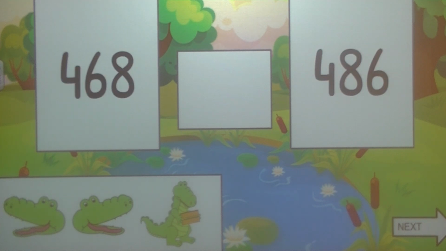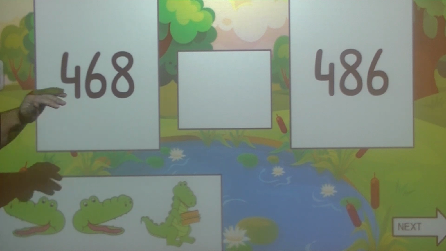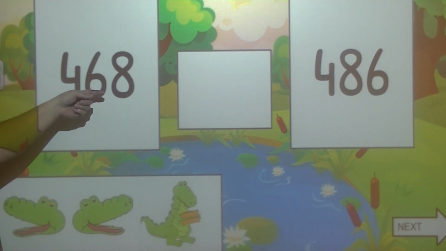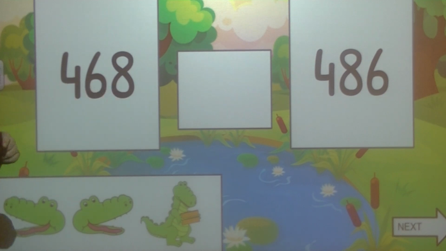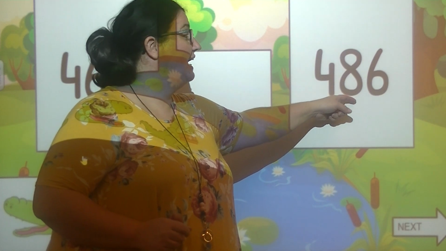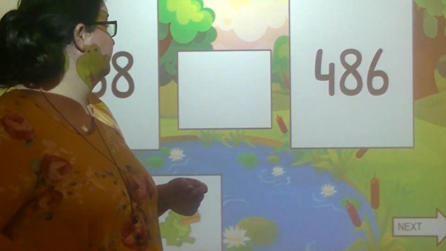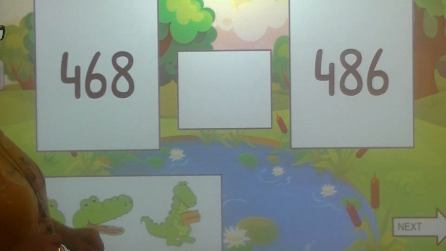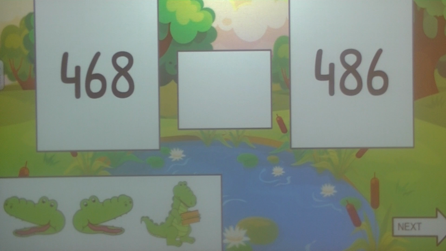Now let's read these numbers. Wow, they are very similar. Don't let it trick you. 468. Let's look at this number. 486. 468. 486. Now, let's see which number is greater or if they're the same.